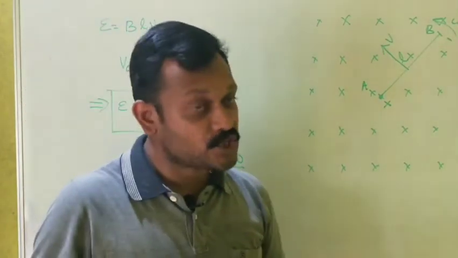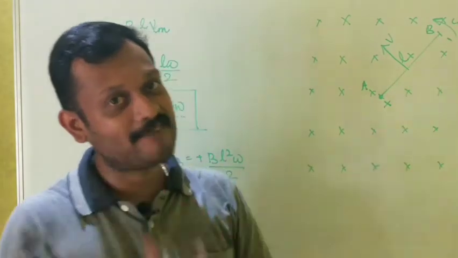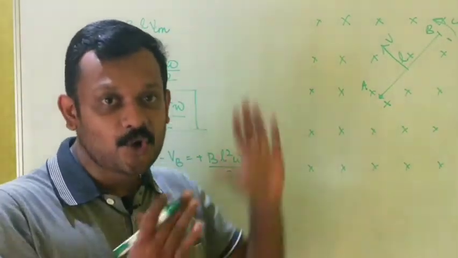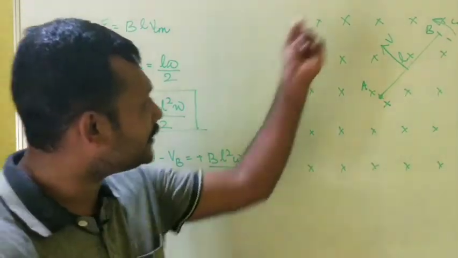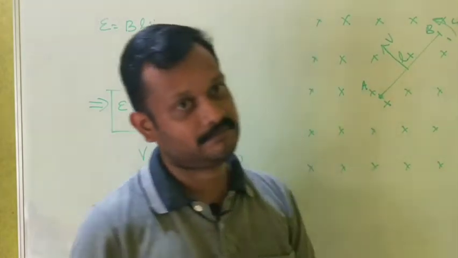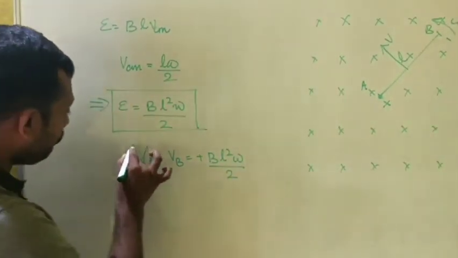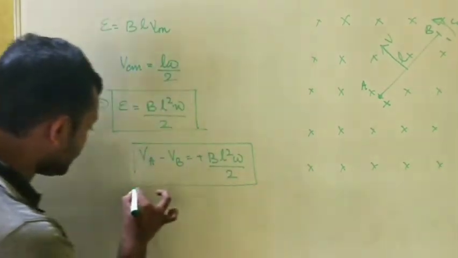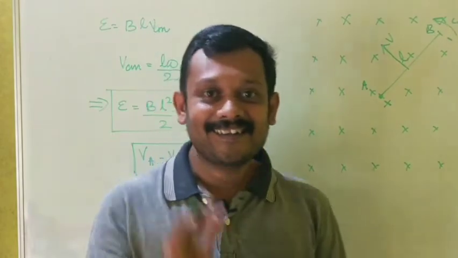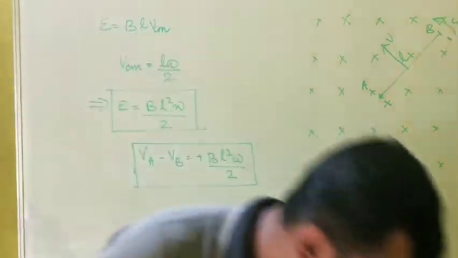What will be your answer if the rod is rotated in the clockwise direction? If it is rotated in the clockwise direction, B will be at a higher potential than A. So that's the answer we can say. In this case, VA minus VB is equal to BL square omega divided by 2. That's the formula for induced EMF.